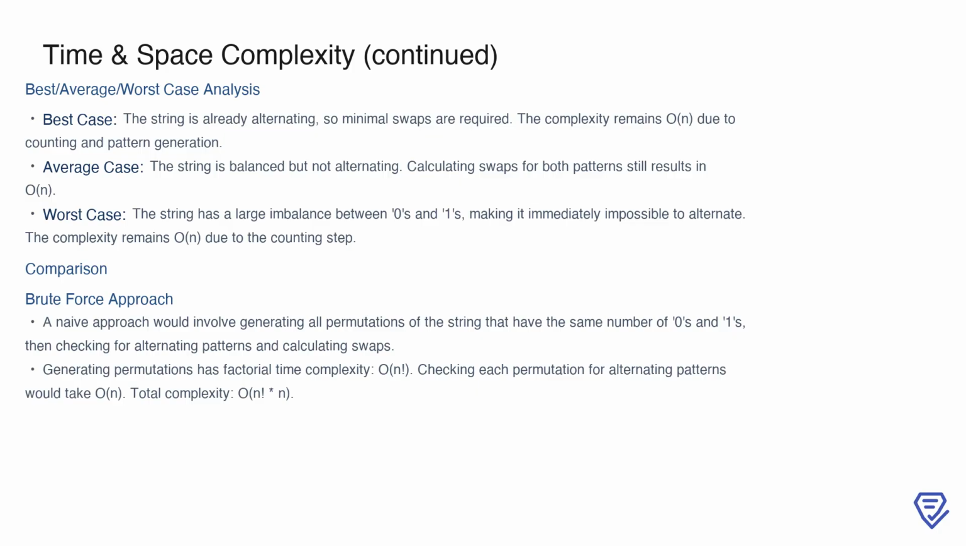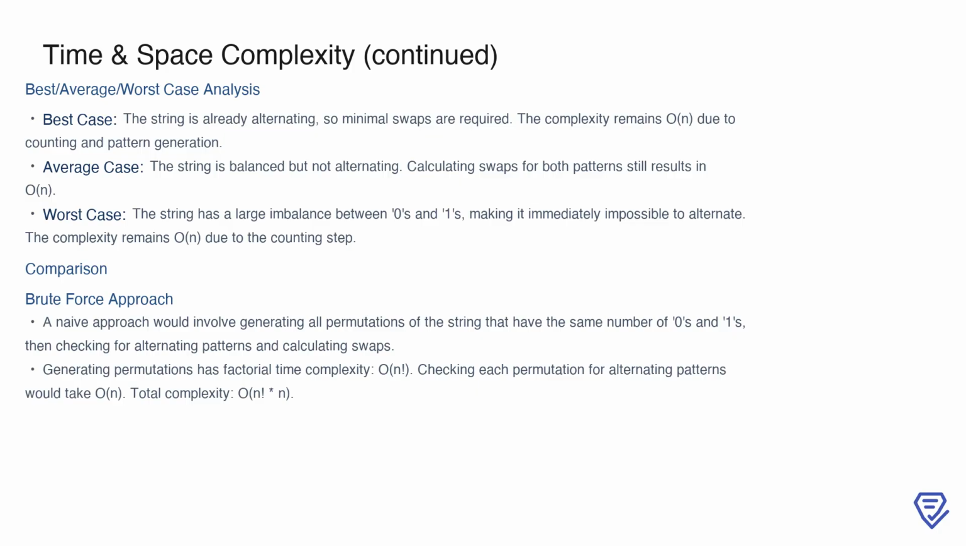In the best case, the string is already alternating, meaning only minimal swaps are needed. However, even in this scenario, the complexity remains O(n), because we still need to count the characters and generate the patterns. In the average case, the string is balanced in terms of the number of zeros and ones, but it is not alternating. Here, we calculate swaps for both patterns, which still results in a time complexity of O(n). In the worst case, the string has a significant imbalance between zeros and ones, making it impossible to alternate. Even in this situation, the complexity remains O(n) due to the counting step.